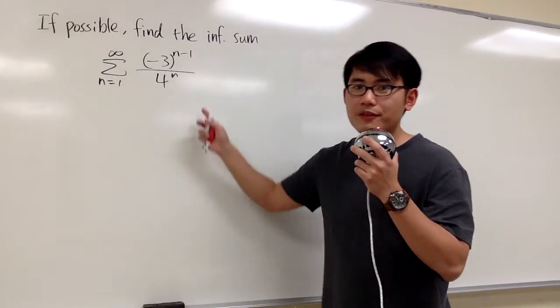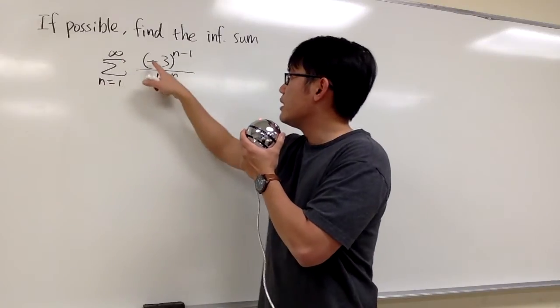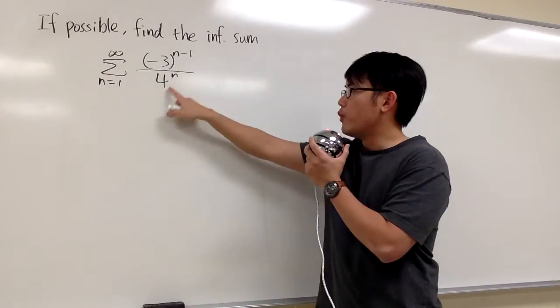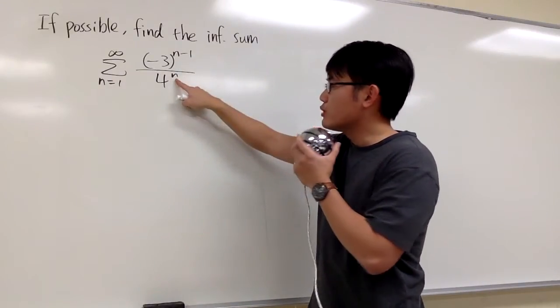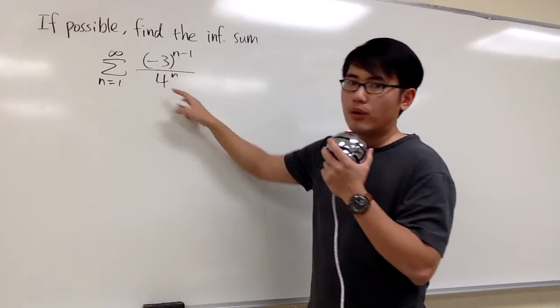If possible, we are going to find the sum for this infinite series. We have the sigma n from 1 to infinity, (-3) raised to the n minus 1 power, over 4 to the nth power. Notice that we have an n in the exponent here, and then we also have an n in the exponent here. The base here is negative 3, the base right here is 4.